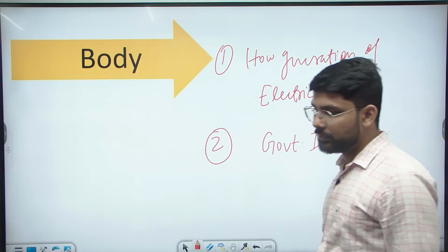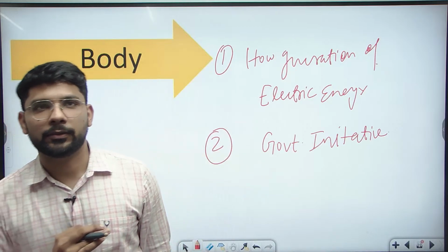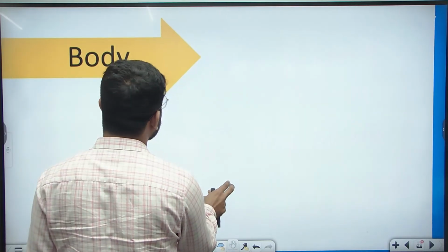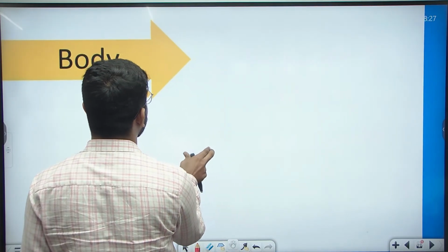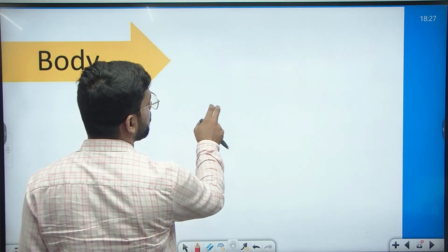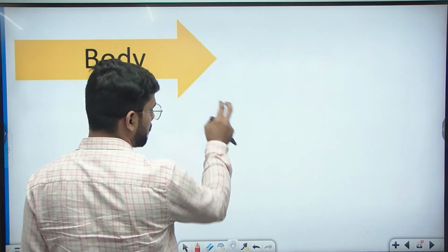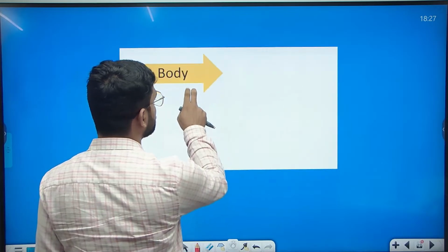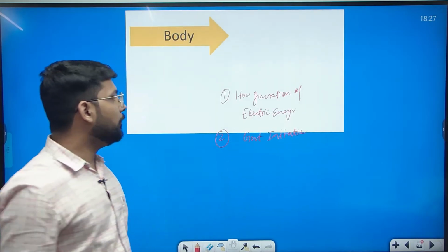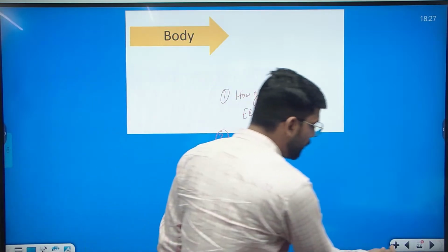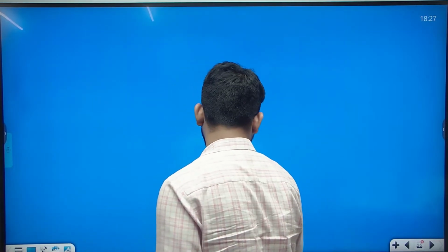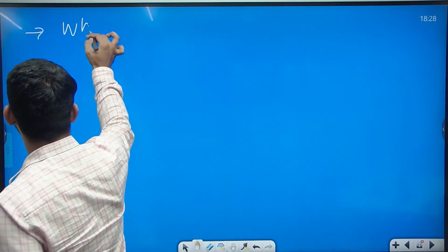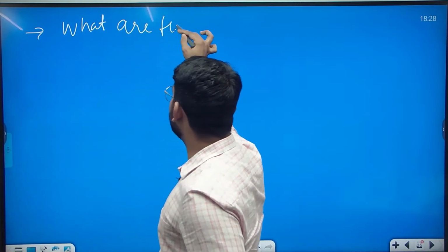This is the two parts which are required in the body of the answer. If we are coming to the first part, which is about what are the benefits?